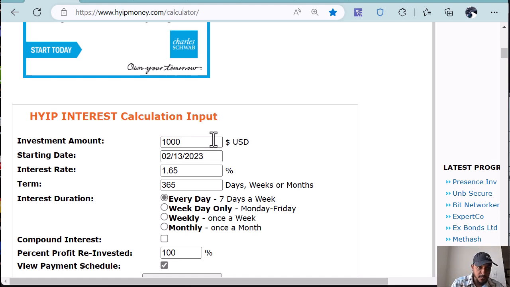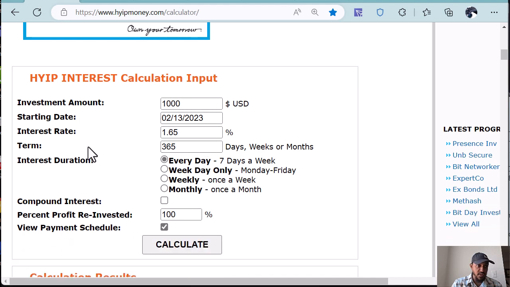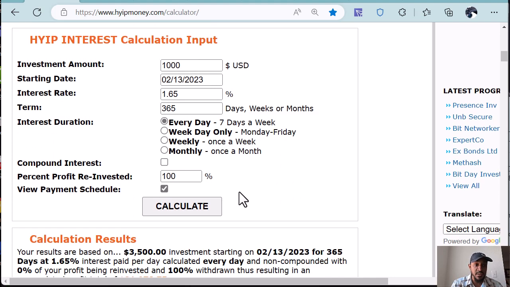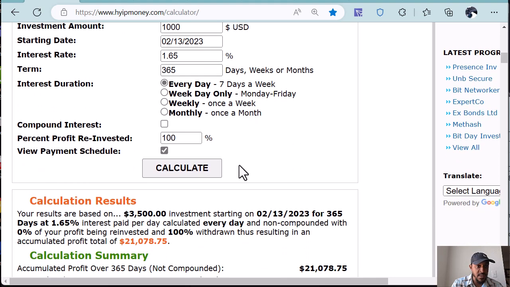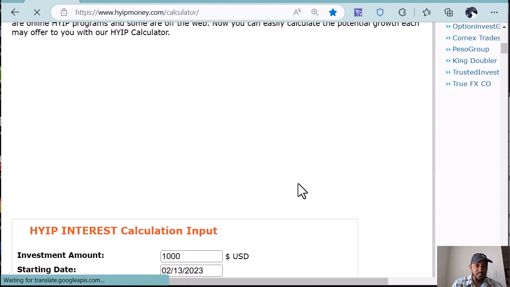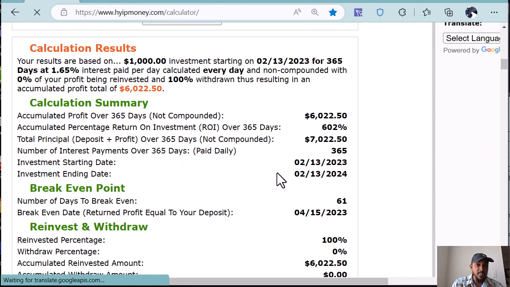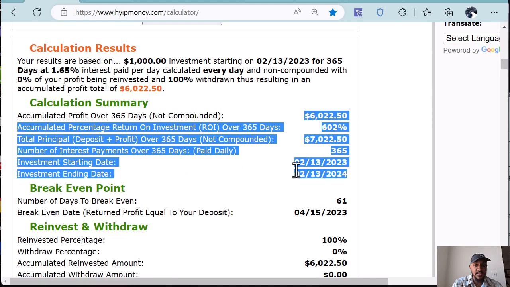So $1,000 opened up, you open up an account with $1,000. That's going to get a return of 1.65%. This is happening every day. So we leave it in there for a year in this example, and we're going to just click calculate. Now you're going to notice a couple things here. You're going to net over $6,000.